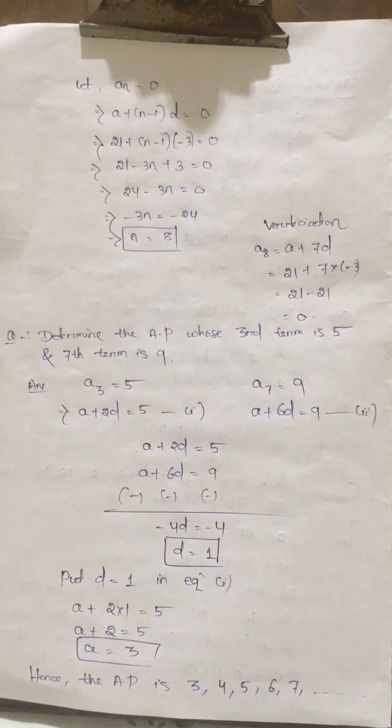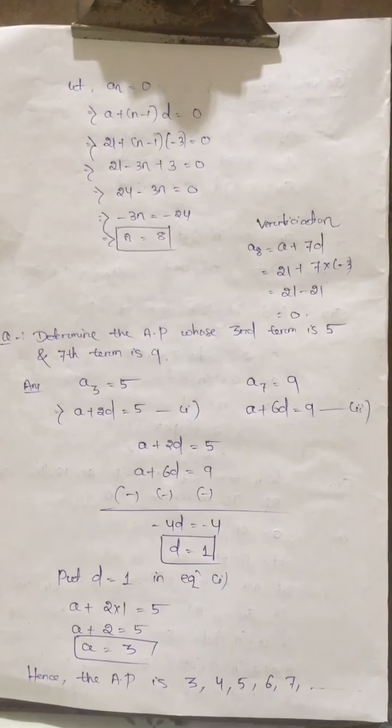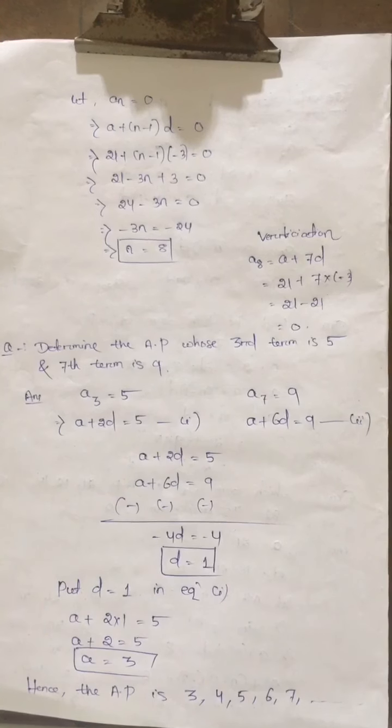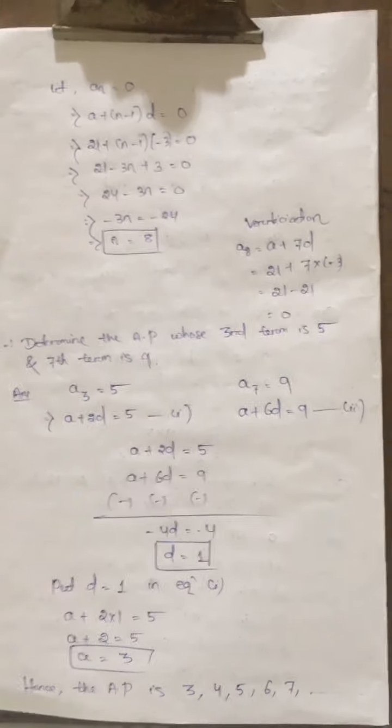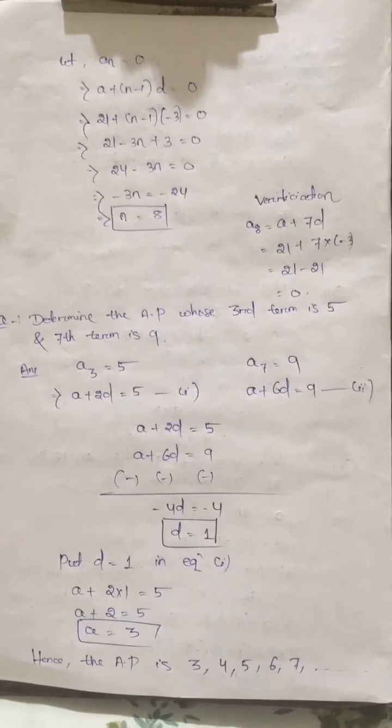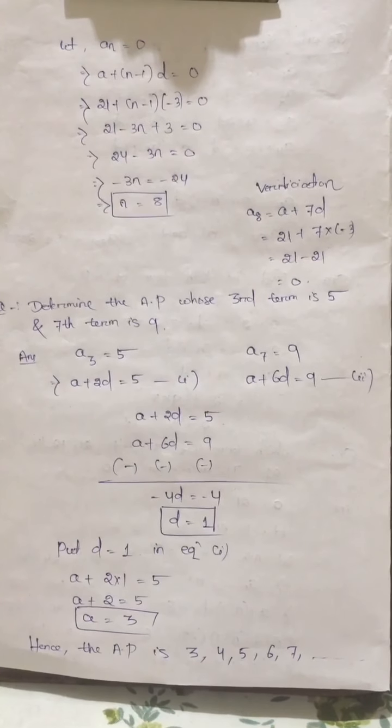So if you see, I have taken an equal to 0. So an means a plus (n minus 1) into d equal to 0. I put the value of a as 21 and d as minus 3, so that I got n equal to 8. So here the 8th term of the AP will be equal to 0.